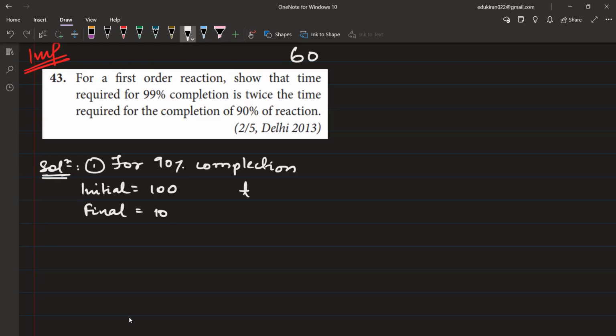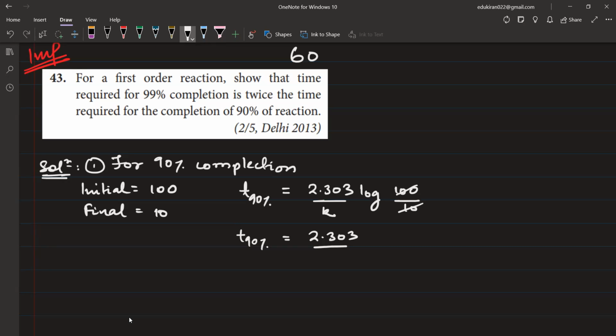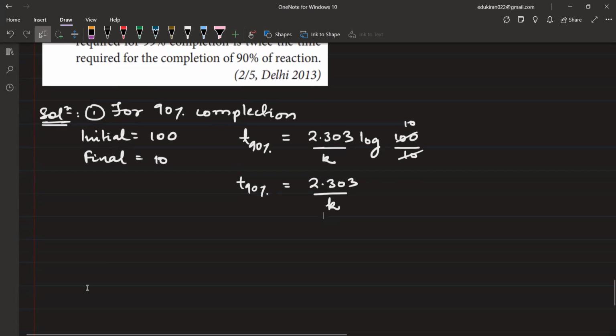Now in this case, the time, I'm going to write this time as T 90%, will be equal to 2.303 divided by K log of 100 upon 10. That means the T 90% will be equal to 2.303 upon K, 100 upon 10. This will be what? 10. And log 10 is equal to how much? Tell me guys, log 10 is equal to 1. So the T 90% is equal to 2.303 divided by K.